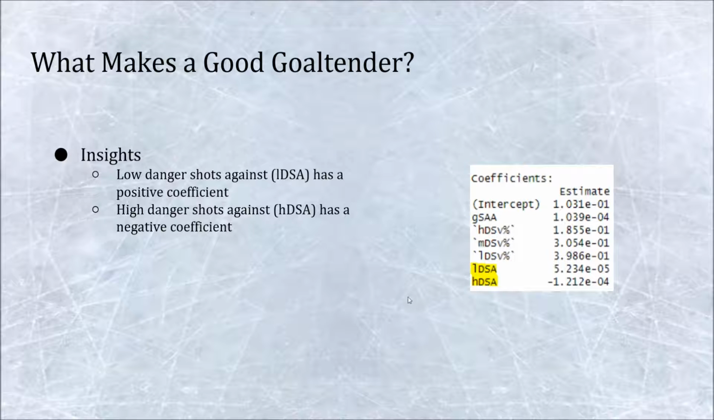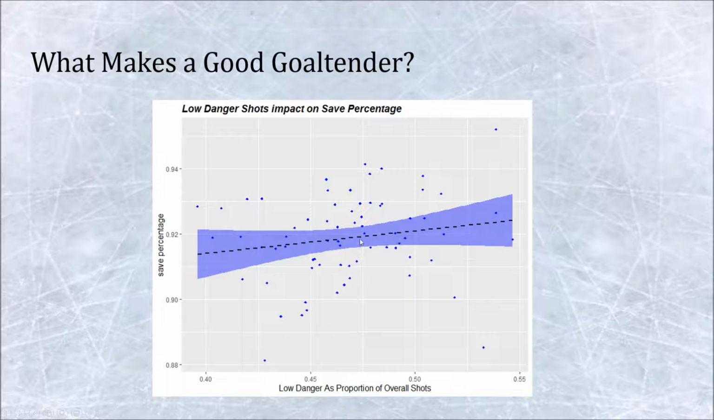And to see how this can skew the save percentage, this shows the impact of low danger shots on the overall save percentage. So the more shots, proportionally speaking, that a goalie faces from the low danger offensive zone, regardless of what their high danger save percentage or medium danger save percentage may be, the overall save percentage seems to trend upwards. So as the proportion of shots from the low danger zone goes up, their save percentage is generally going up.